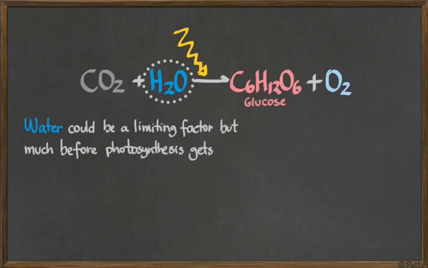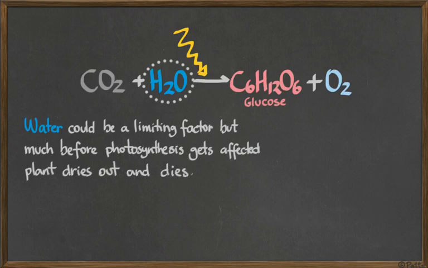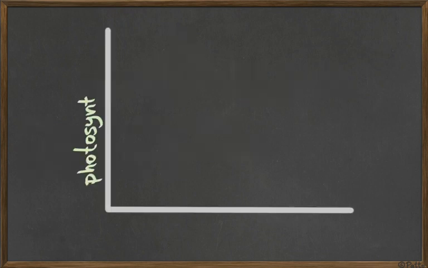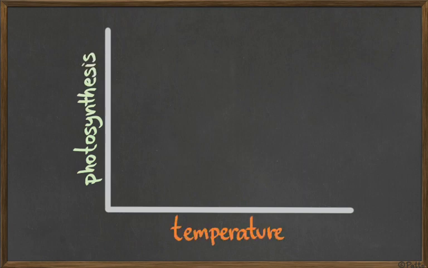Water could also be a limiting factor, but much before it's affecting photosynthesis, everything else in the plant gets dry and the plant might die out. So it's probably not going to be affecting photosynthesis as much as it's going to be affecting everything else in the plant. Okay? So, putting things together, temperature. Temperature, as we saw, affects enzymes, so how is temperature going to be affecting photosynthesis rates?